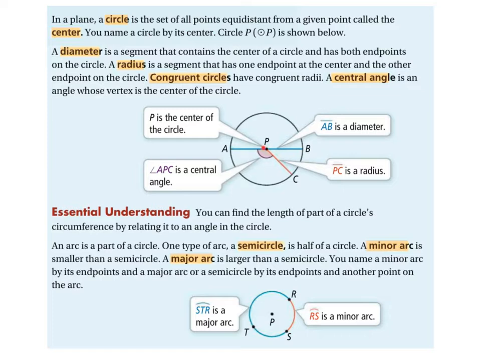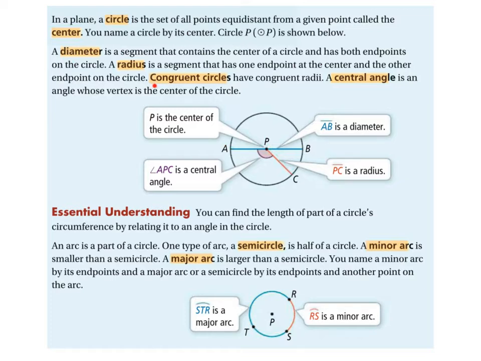Now, here's circle P, and there's just the point at the center. A diameter, then, is a segment that contains the center of the circle and both endpoints. It essentially runs from one side to the other side through the center. Okay, that's a diameter. And a radius is one half of that, starting at the center and going to the end point on the circle. So a diameter is just double the length of the radius, and you're going to need that.